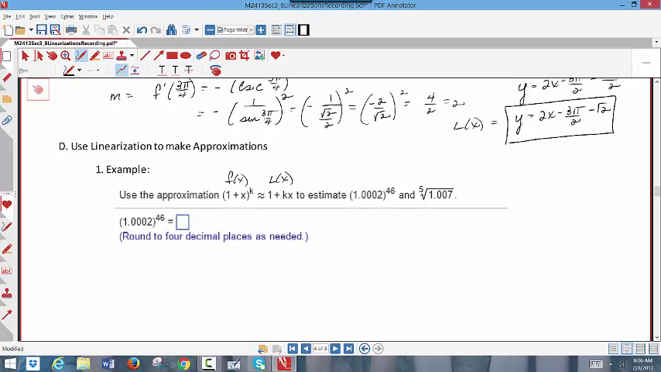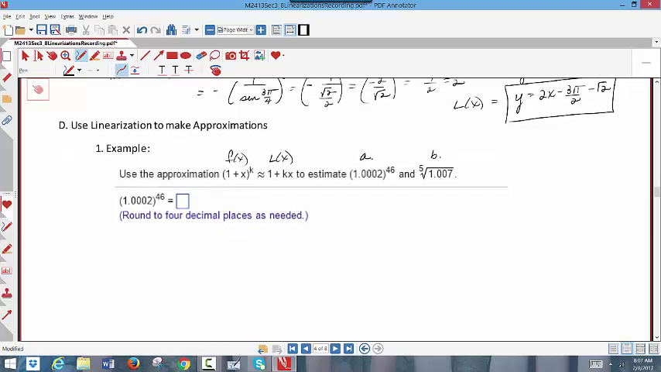They're saying, use your linearization function to approximate the value of 1.0002 to the 46th power. This is question A. And then question B would be the fifth root of 1.007. So there are two questions here. Let's take a look and we'll call it part A. What in the world is 1.0002 to the power of 46?